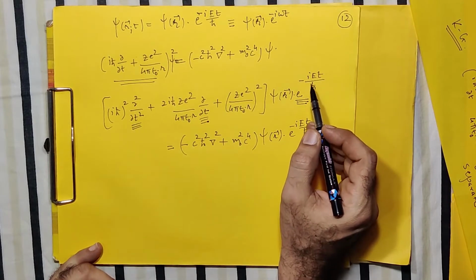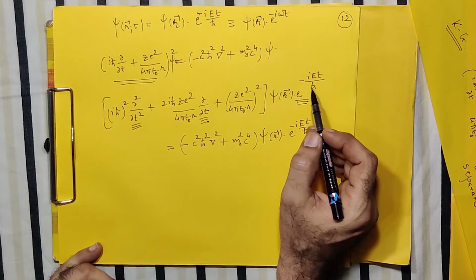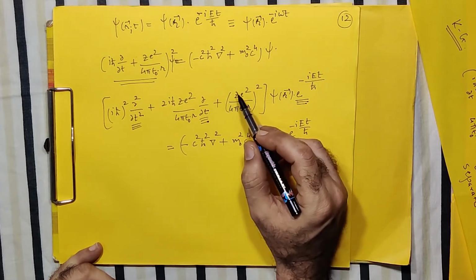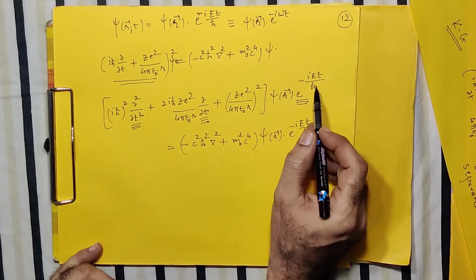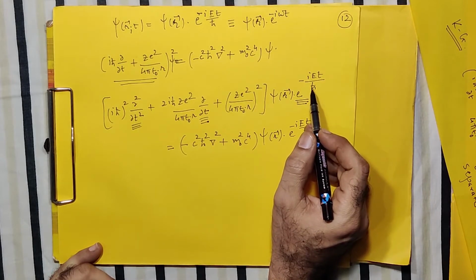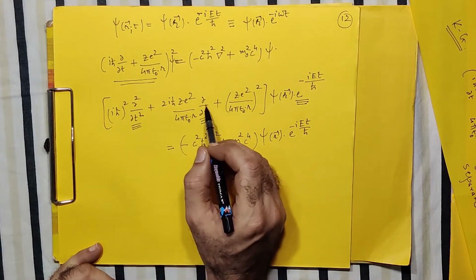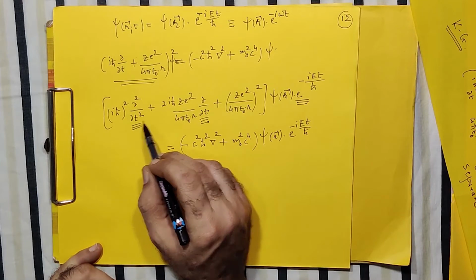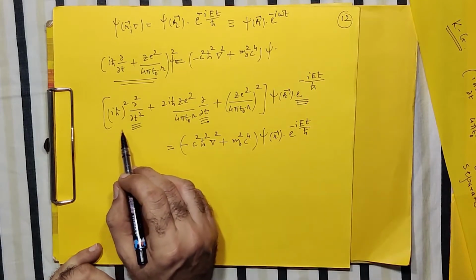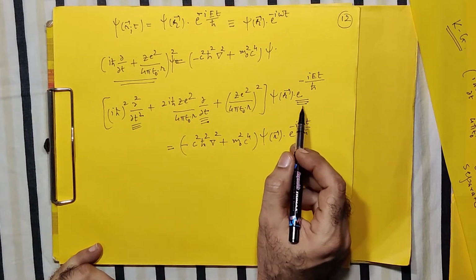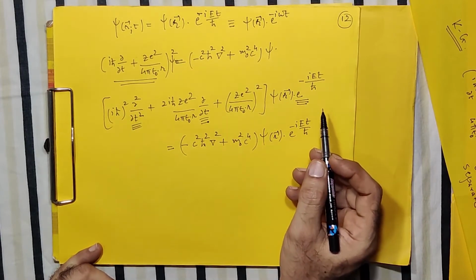So 2 times, minus i E by h cut will appear 2 times. With this, it will appear once, where for this part it will be as it is. Correct? And after operating this del by del t once or even twice, the exponential term will come again. So on the left side, throughout, this exponential term will be received even after differentiation.